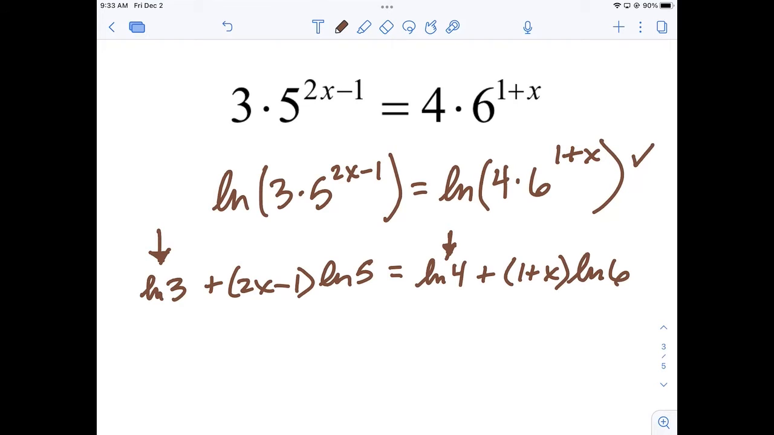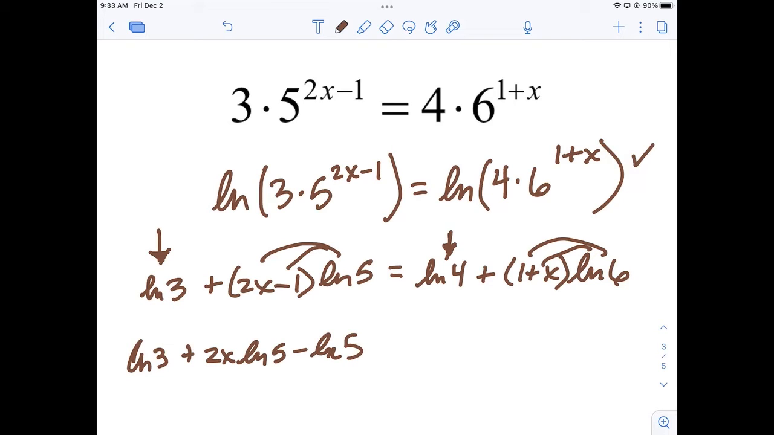But now I got to get my x's together, so I got to expand it out, distribute. So the natural log of 3 plus 2x ln of 5 minus natural log of 5. And over here we get the natural log of 4 plus distributing. We get this.